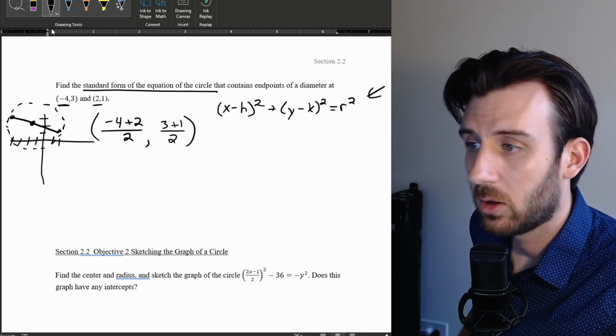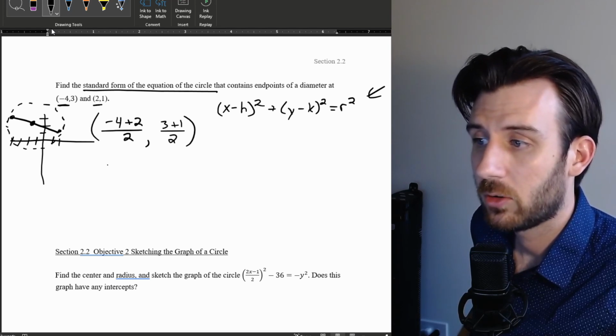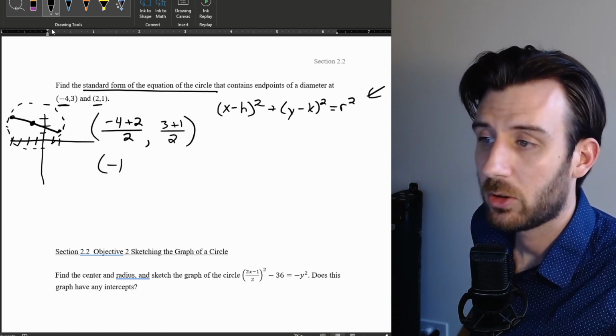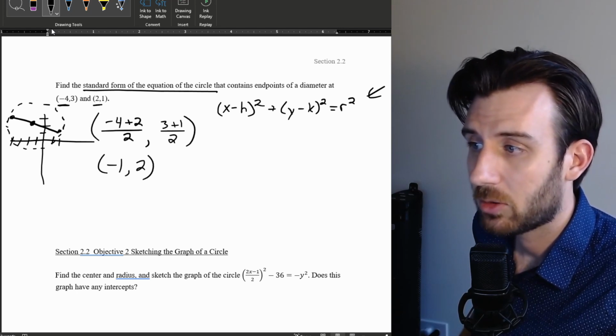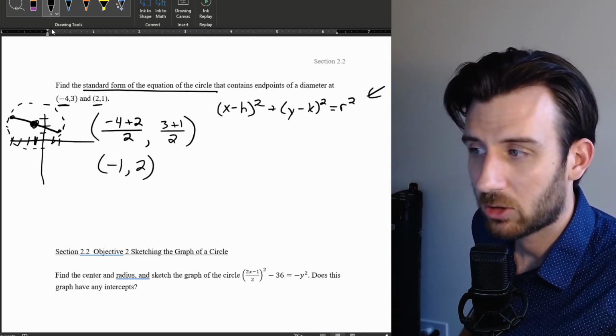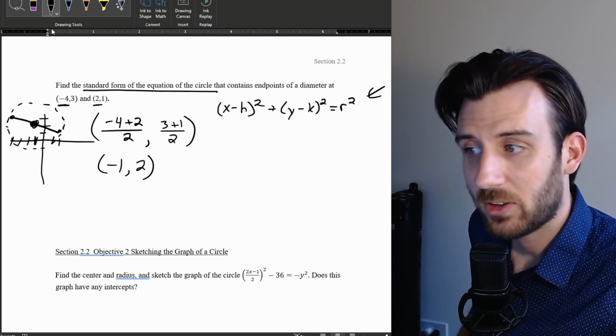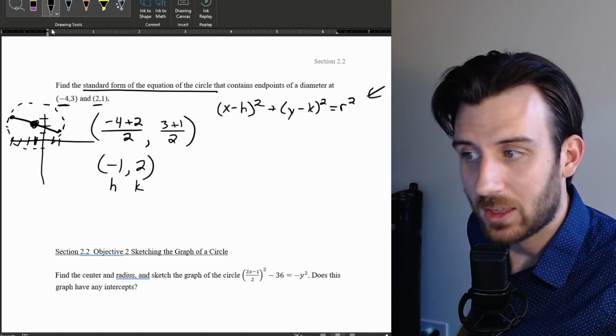Let's see if that worked. -4 plus 2 is -2, divided by 2 is -1, and then 3 plus 1 is 4, divided by 2 is 2, and there we have it. It's about at -1, 2. That seems pretty good with my picture, not too far off. So I've got my center. In other words, I have my h value, and I have my k value.